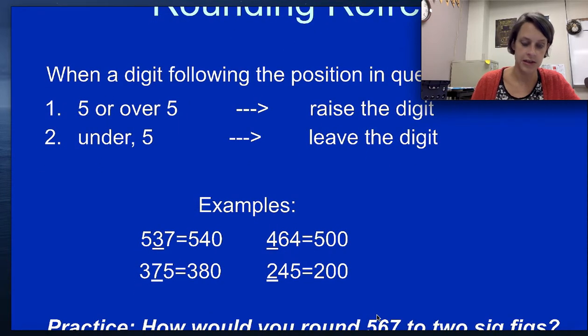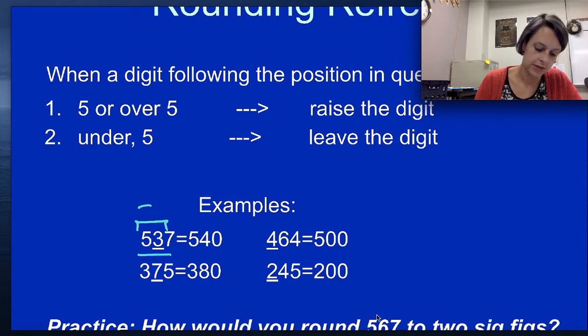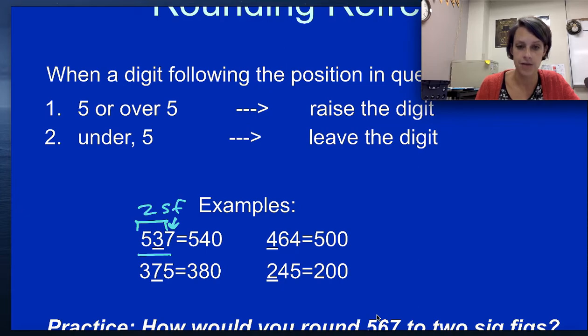So if we look at our examples here, let's say we measure 537, but we can only have 2 sig figs. Well, we're going to kind of block off the 2 that we know we need, and then we're going to look to the one just to the right of that. So 7 is larger than 5, so I'm going to raise it. And so that 3 becomes a 4, and now 540 only has 2 sig figs.